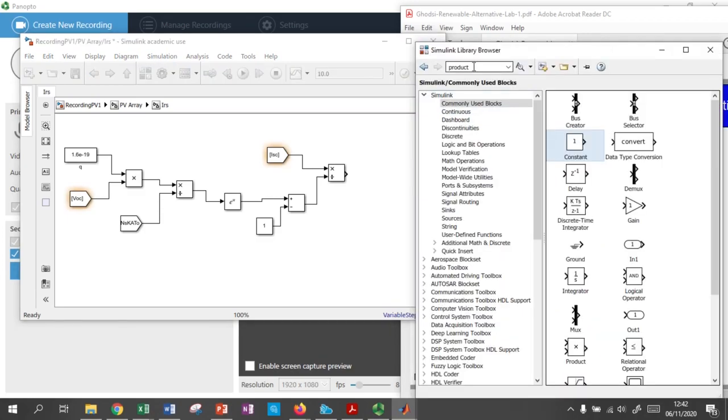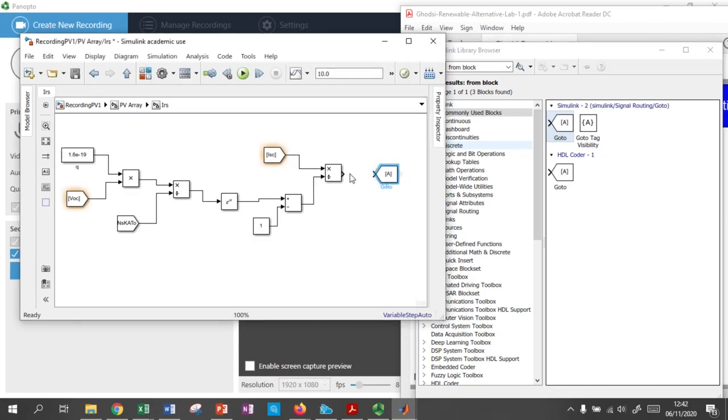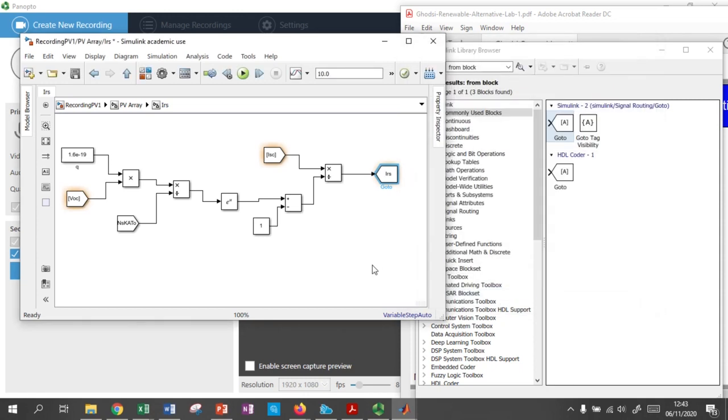Then again we will find this is the from block. This from block, we need to keep it in the goto. Then we will save it. What is the name of this goto? It's called the IRS, and it's a global one. Then we press OK, and this is this one that we have.